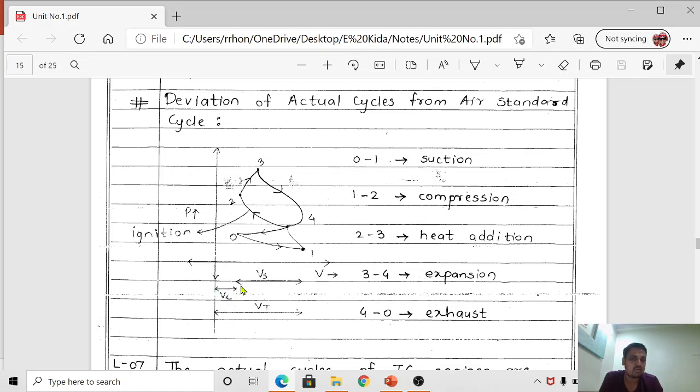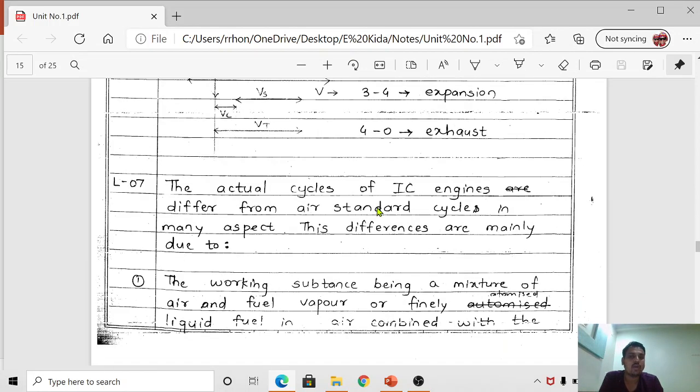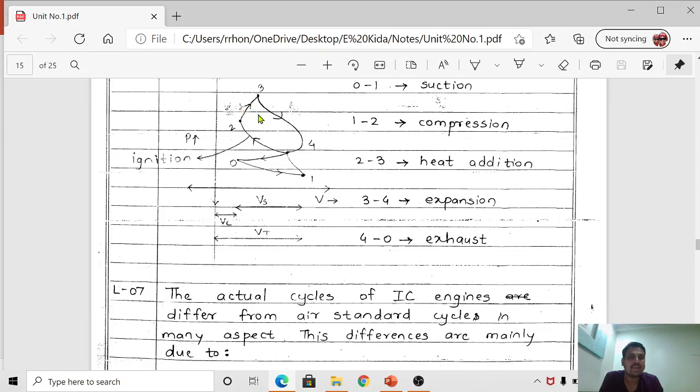Again, this is the clearance volume, this is the swept volume, here is the volume, here is the pressure, this is the ignition point, and this is the total cylinder volume, which we already discussed. 0 to 1 is suction, 1 to 2 is compression, 2 to 3 is the heat addition process, 3 to 4 is expansion, and 4 to 0 is the exhaust process, which we explained already. Here we are going to understand why we get the curves of actual engine operation like this, which is totally different from the theoretical Otto cycle for the SI engine.